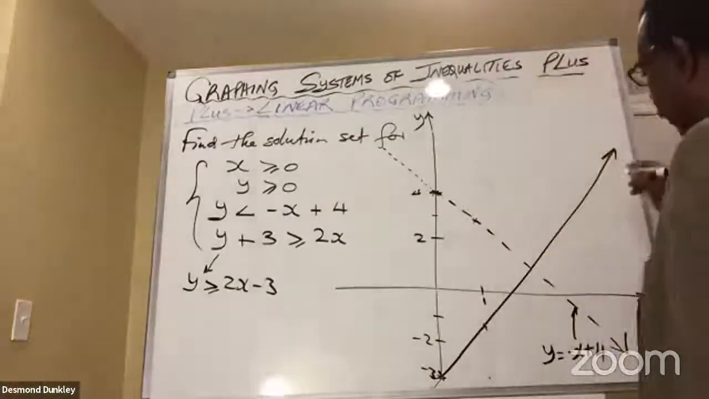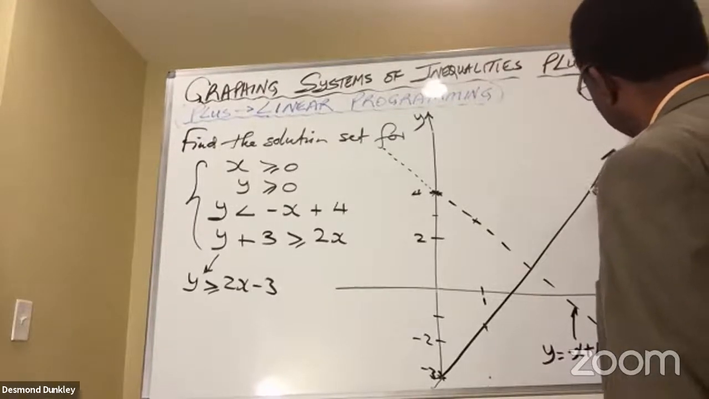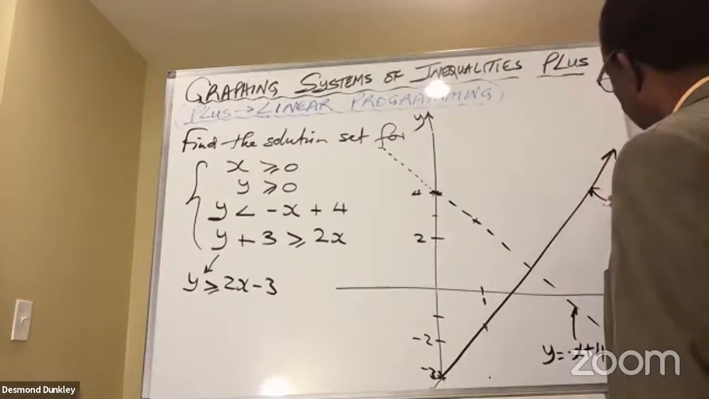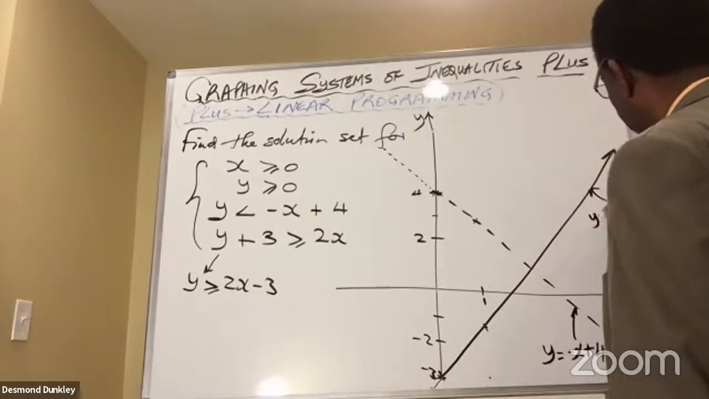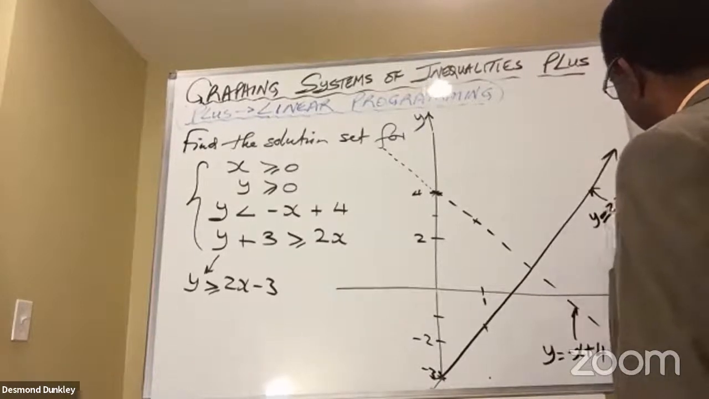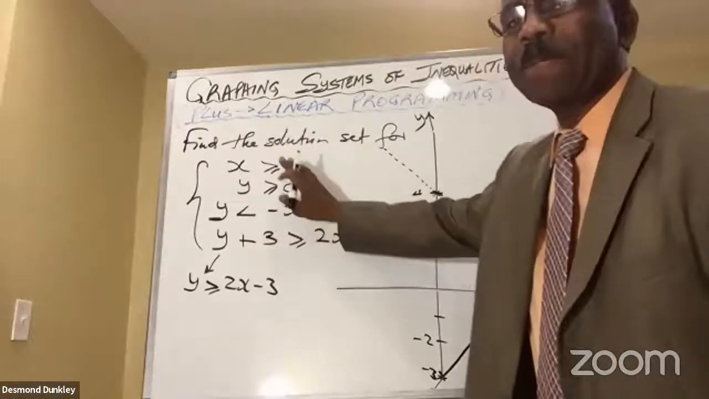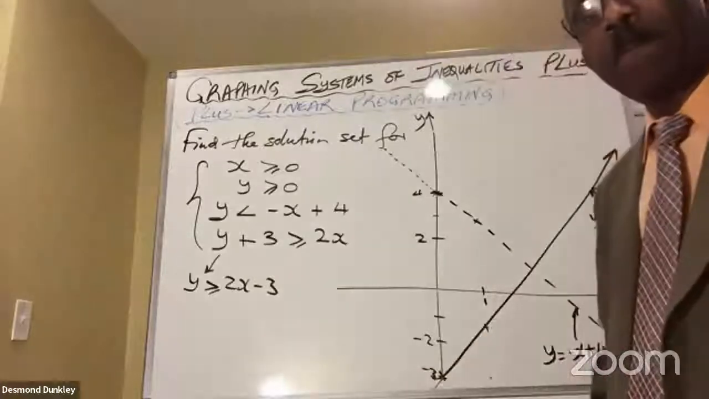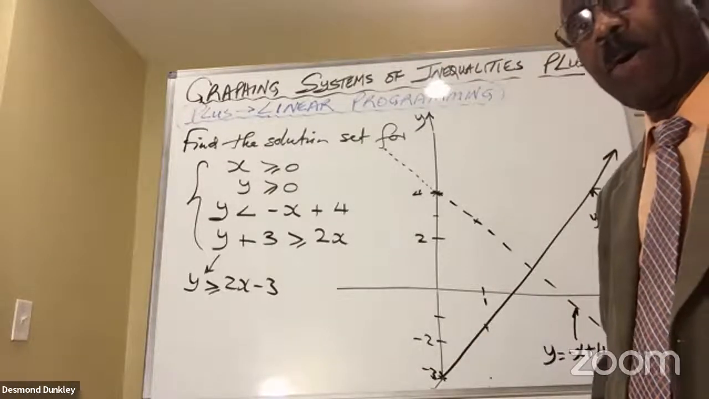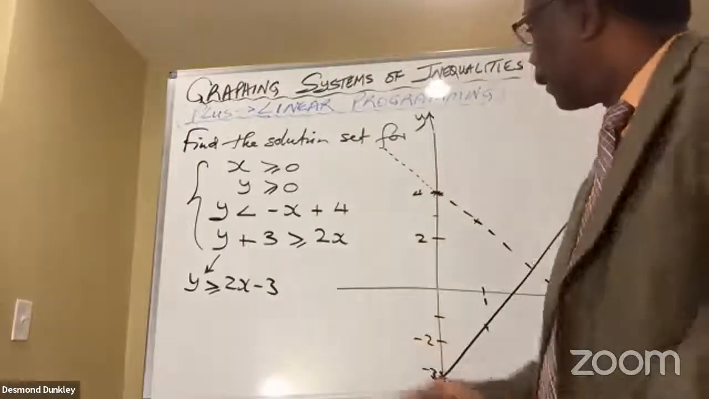Okay, so this is our solid line, and this is the line y equal to 2x minus 3. So here we go. What is the common area that satisfies all 4 limits, all 4 conditions, all 4 inequalities?